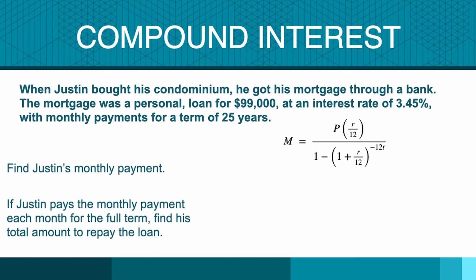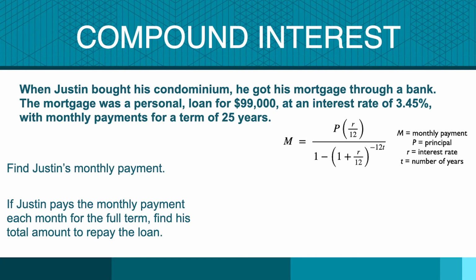This compound interest formula is a variation that calculates the amount of a monthly payment on a loan. The following information is provided: the mortgage amount, or principal, $99,000, the interest rate, 3.45%, and the term of the loan, which is 25 years.